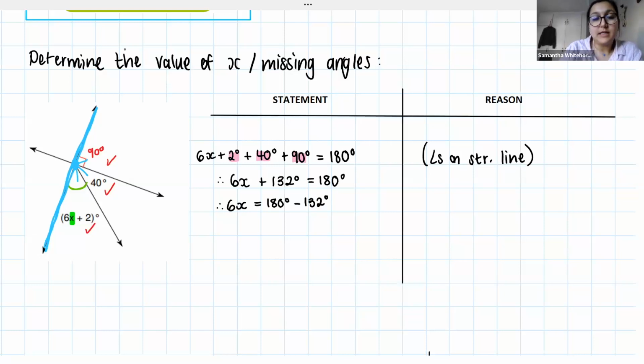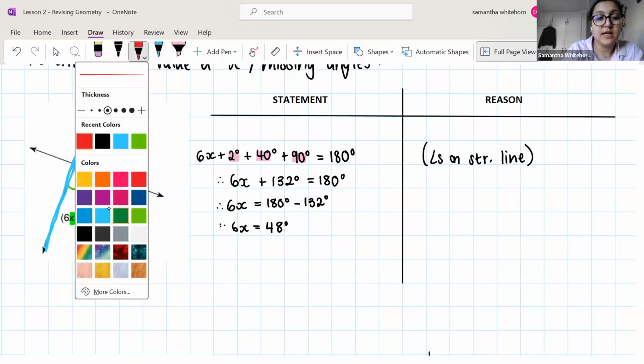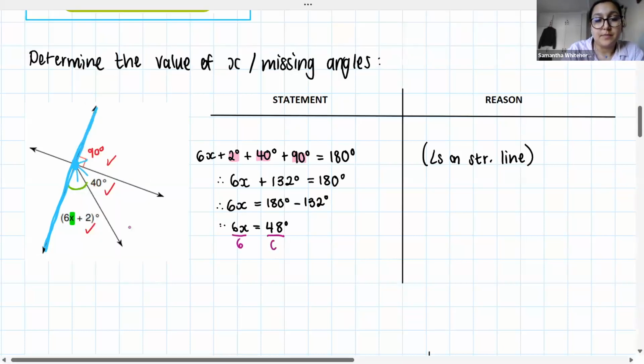Right, 180 minus 132 is 48. And again, guys, remember, we are solving for x, so I don't actually want that coefficient of 6 there. So what I'm going to do is divide both sides by 6.